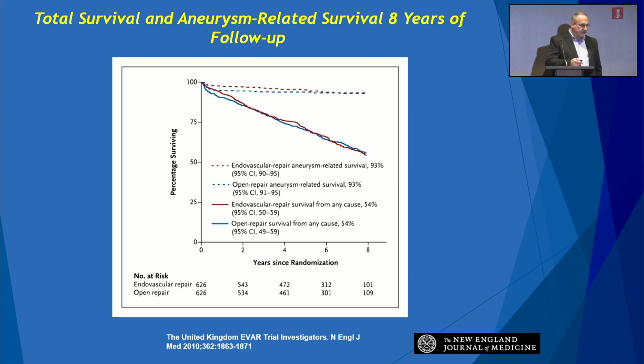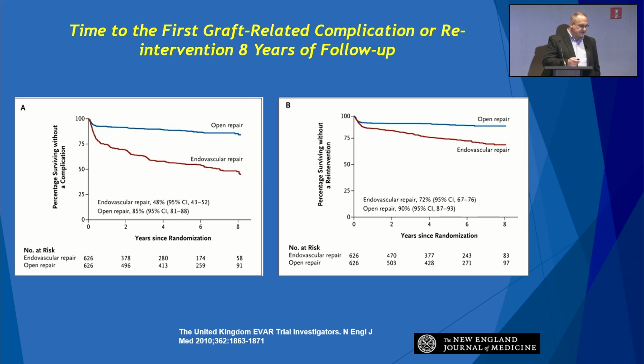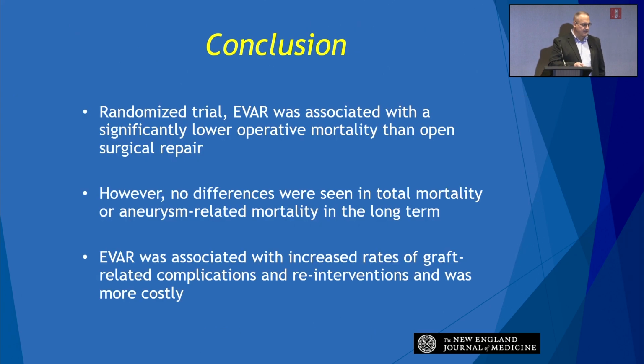If you look at this graph, the red lines are the endovascular repair. They first start off with a little bit of a separation in terms of aneurysm-related survival, and then as the years go on, the lines pretty much meet. Again, this is percentage survival without a complication. So in the endovascular repair, as time goes on, your complication and reintervention rate actually goes up as compared to open repair.